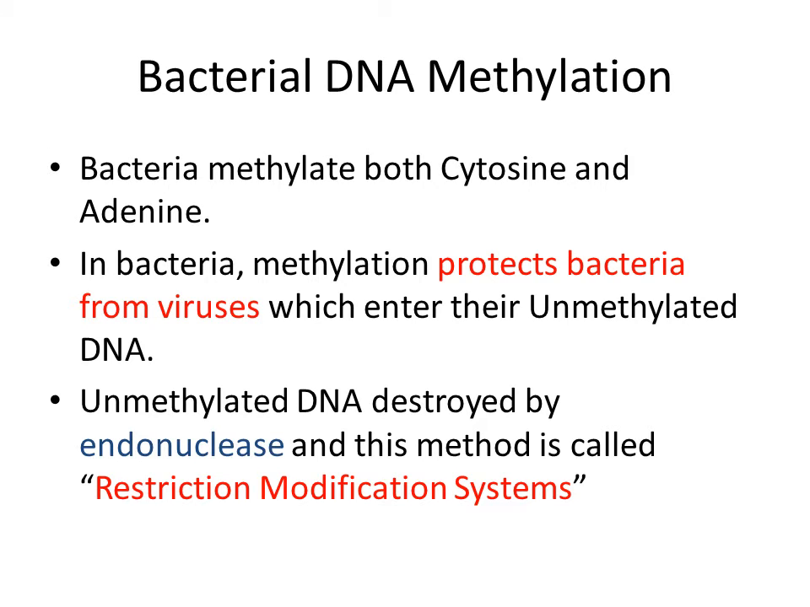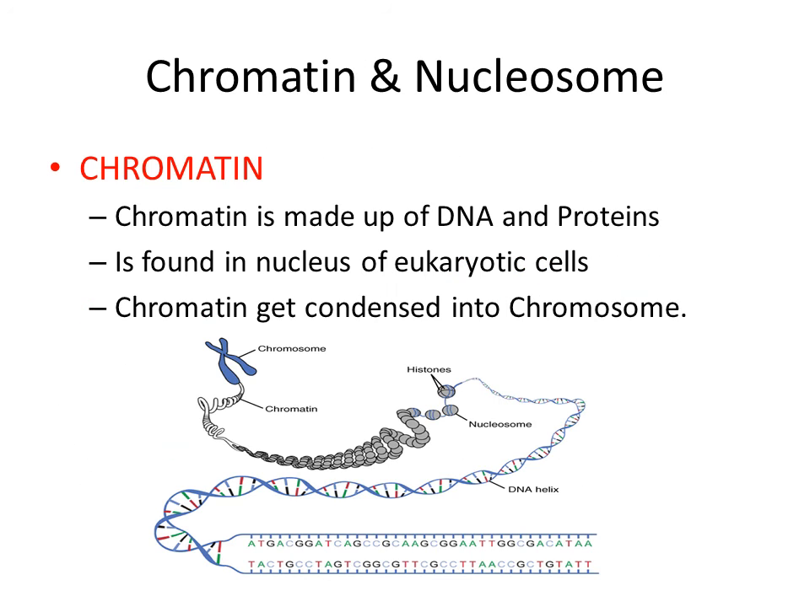Now we are going to talk about bacterial DNA methylation. Bacteria methylate both cytosine and adenine, unlike humans. In bacteria, methylation protects them from viruses which enter with unmethylated DNA. Unmethylated DNA is destroyed by endonuclease, and this method is called the restriction modification system. In humans, unmethylated DNA is destroyed by the immune response, and in bacteria it is destroyed by the restriction modification system, which is endonuclease. So further we are going to see chromatin and nucleosome.